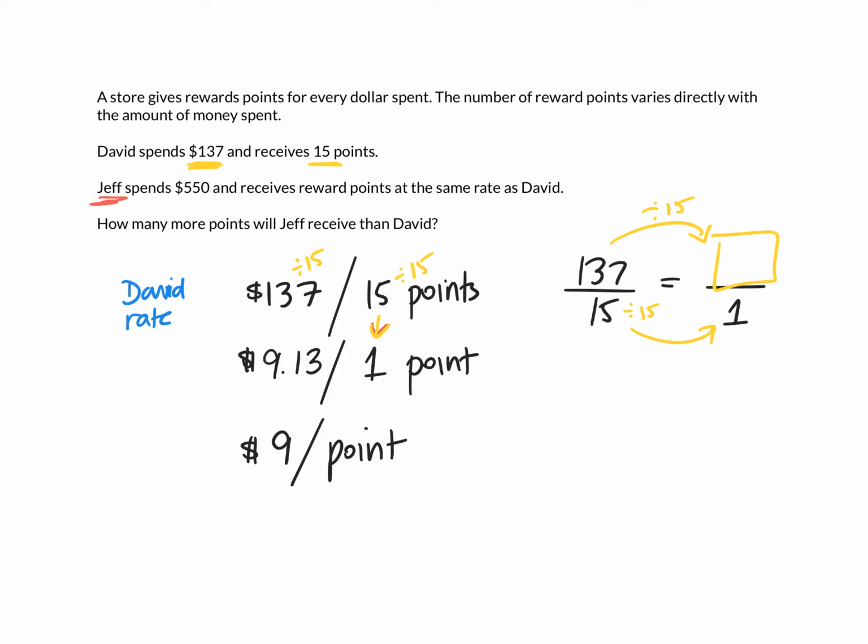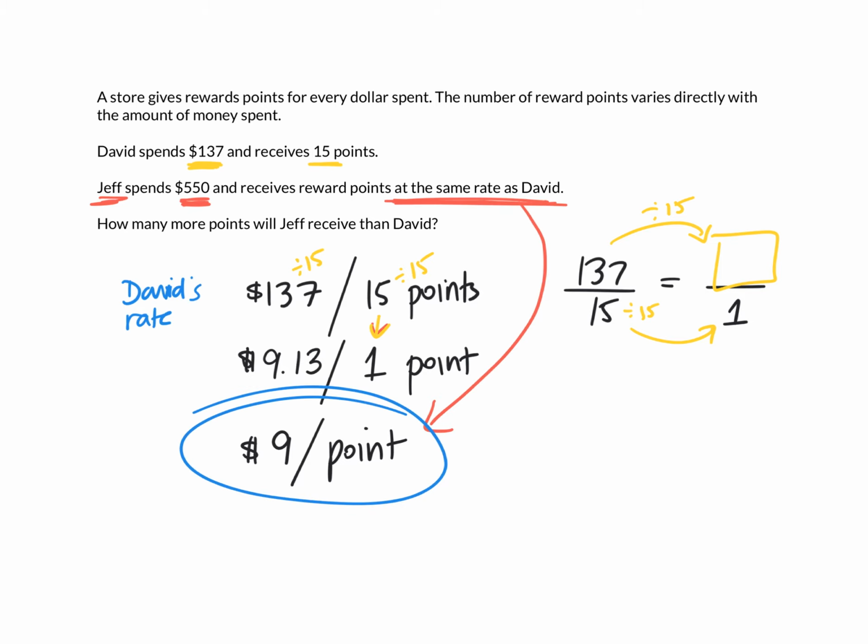Now it says Jeff spends $550 and receives reward points at the same rate as David. So this was very important. This is David's rate. David's rate is $9 per point. Okay, so let's set up our proportion. We're looking at a ratio between amount spent and points earned. We know the rate at which David is spending money and getting points is $9 for every 1 point.